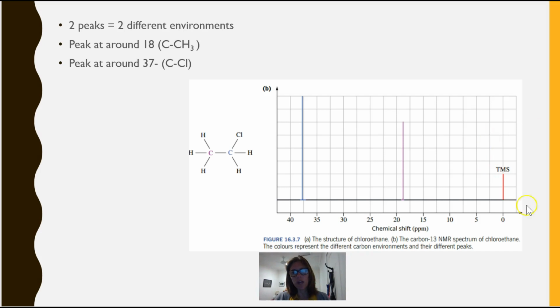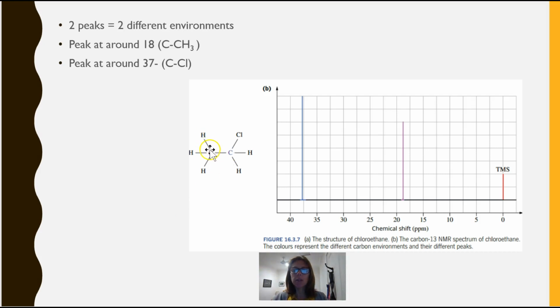You can see here we've got our TMS just down this end, and then we have got two peaks. So those two peaks are telling us straight away that there are two different environments that we're going to be seeing here. So one peak's around the 18 and one peak around 37. So if we look back at our previous table, and obviously we've got our formula here, and that certainly helps, but you're not going to always have that. But in our learning stages, it's certainly useful to help us determine.